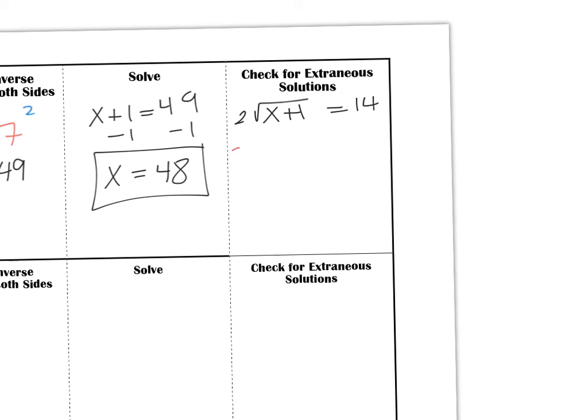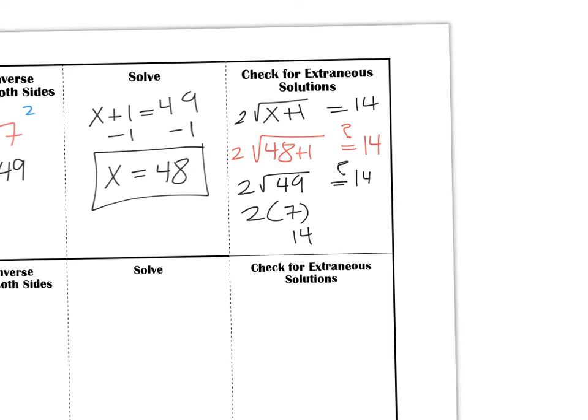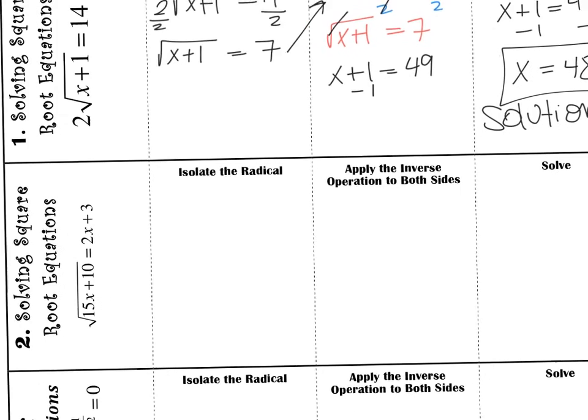Now plug in the value 48 for x and check if that is going to give you 14. 2 square root of 49, is that going to give me 14? Now the square root of 49 is 7. 2 times 7 is 14, so yes, that gave me 14. So x equals 48 is basically a solution. However, if I plug it in and it didn't give me what I'm expecting, then that would be an extraneous solution. This is how you solve square root equations.